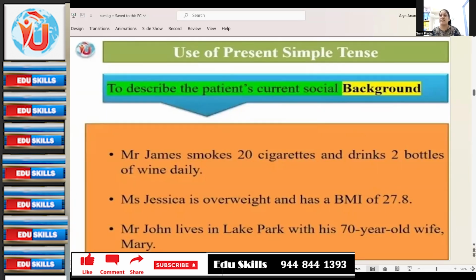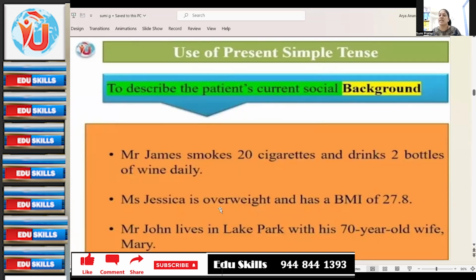Next, we use present simple tense to describe the patient's current social background. The examples are given below. Mr. James smokes 20 cigarettes and drinks 2 bottles of wine. See, he is continuously doing that, so the reader will understand this. Now also the patient is drinking and smoking. It's very easy to understand: in the present, the patient is doing this.